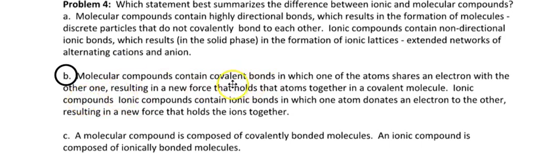Molecular compounds contain covalent bonds in which the atoms are going to share the electrons with each other, resulting in this new force called a covalent bond that holds it together. All right. Ionic compounds contain ionic bonds, in which one atom donates an electron or electrons to the other, resulting in this ionic force that holds those ions together, like a magnet would.